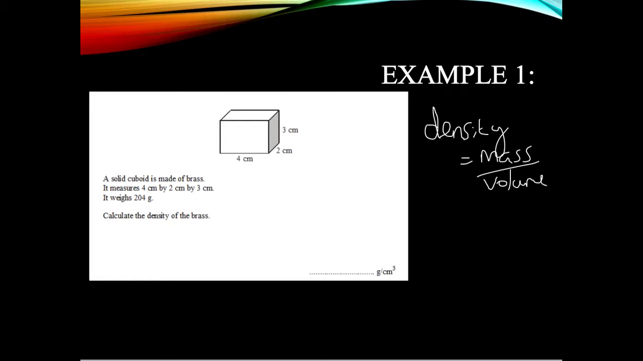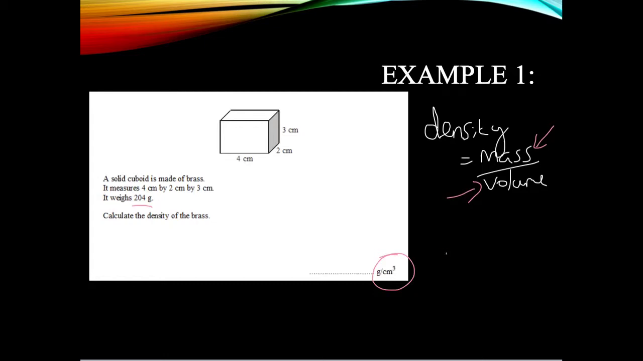And mass is given as, in this case, grams. We're told in the question what its mass is. It says it weighs 204 grams. So mass is 204. The volume we'll have to work out, and then we'll be able to work out the density. But this bit here, grams per centimeter cubed, is basically the mass over the volume. So the clue is in the unit when we're looking at density.